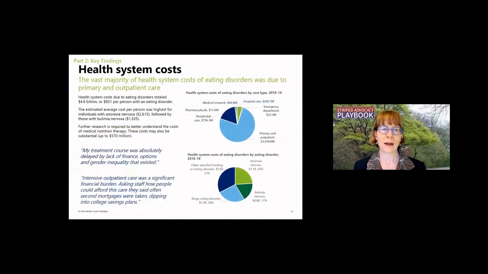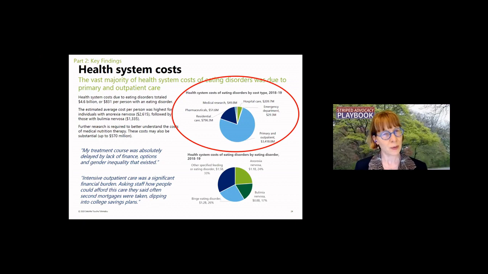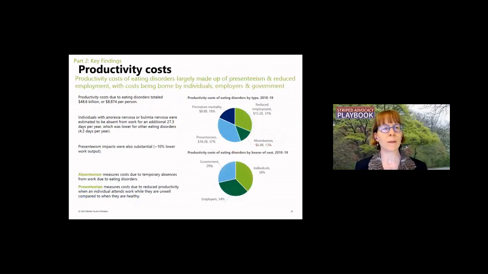Health system costs. The majority are coming from primary care and outpatient care. Health system cost is just one piece of the impact of this condition on the economy, with $4.5 billion or over $800 per person with an eating disorder. And here the light blue takes up the largest part of the pie. That's for primary care and outpatient, because people need to be interfacing with the medical or mental health system to get the care they need for recovery. And that's making up the largest portion there.